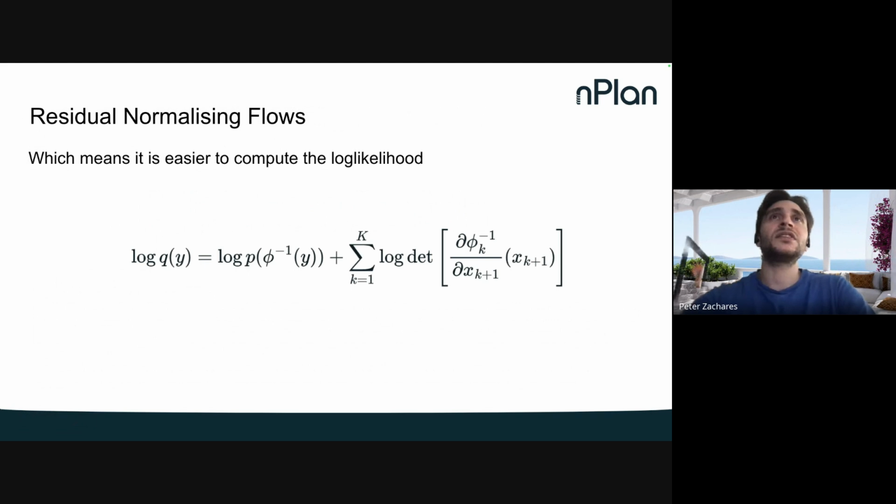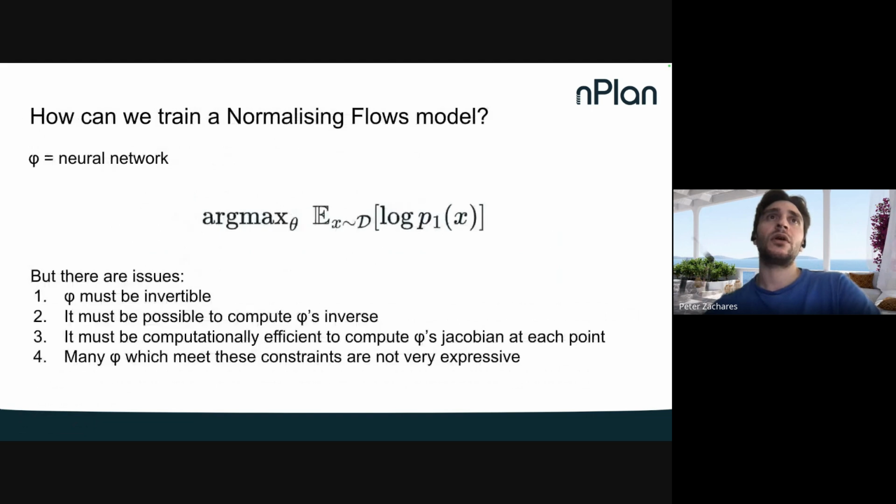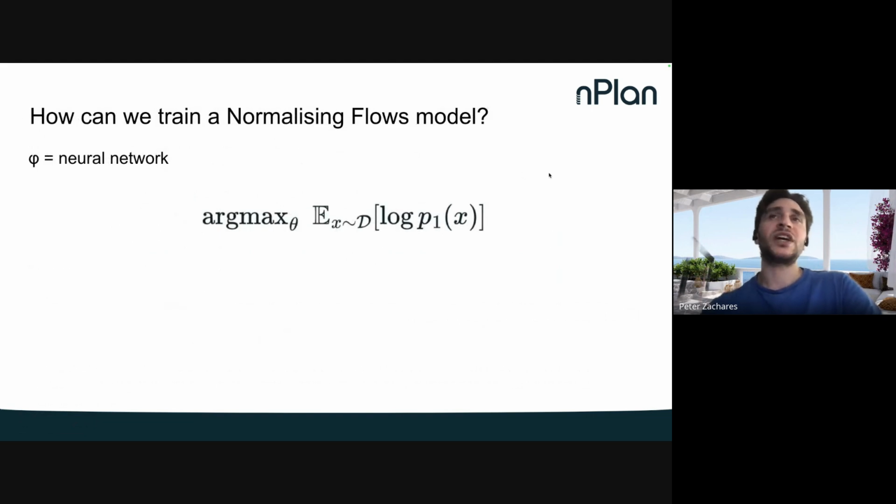And what that means is it's actually pretty easy to compute the log likelihood of residual normalizing flows, which is also something that we have to make sure is correct, because if you remember, if we go all the way back, the objective that we're using to train these networks is we're trying to maximize the log likelihood of the distribution that we're transforming into.